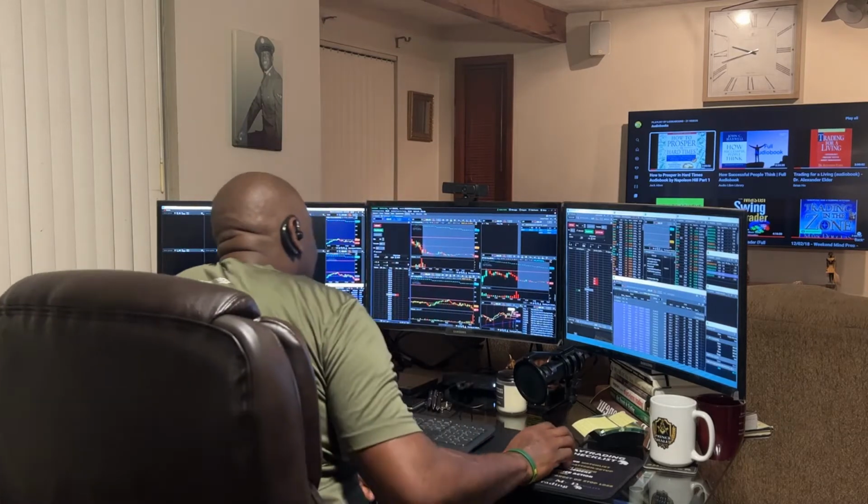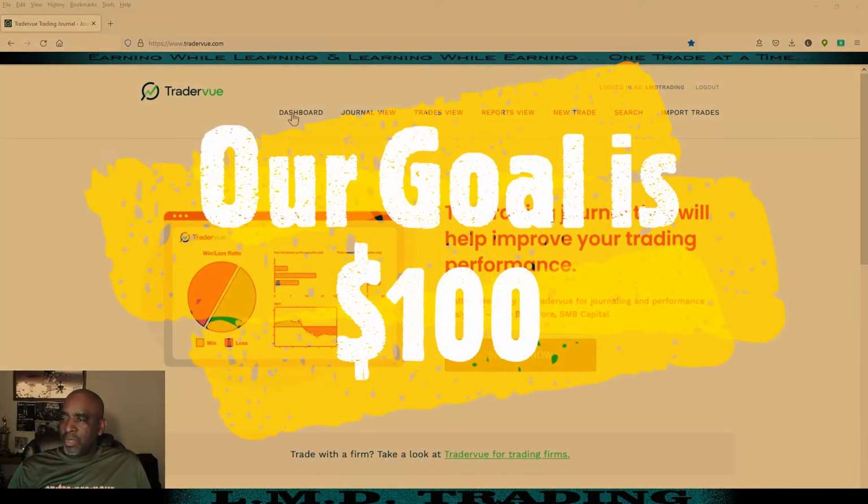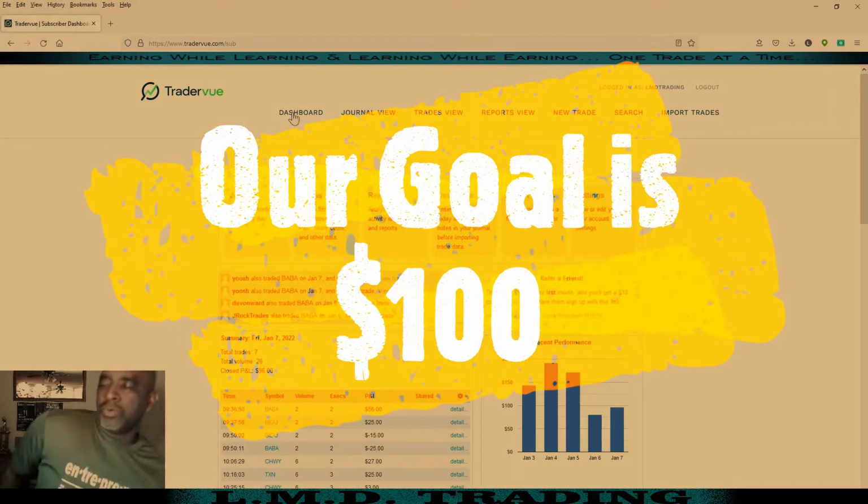So let's go ahead. We'll get TraderView pulled up, which is what I use to track my trades and track my statistics. In no way am I advertising for TraderView, but I will say that I do use them. So we'll go ahead and look at those trades in TraderView, and then we'll pull up Thinkorswim and review them in there. So let's go ahead and get it started. We'll get the dashboard pulled up.